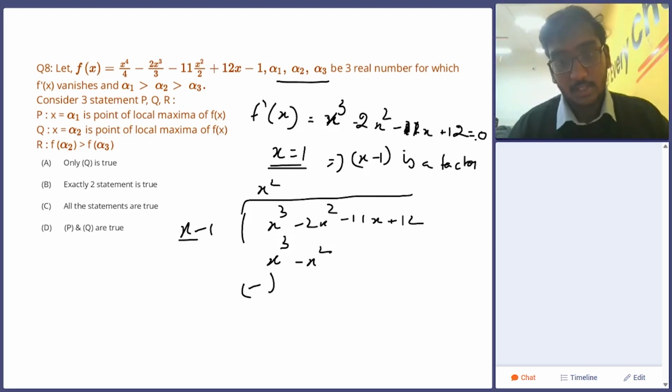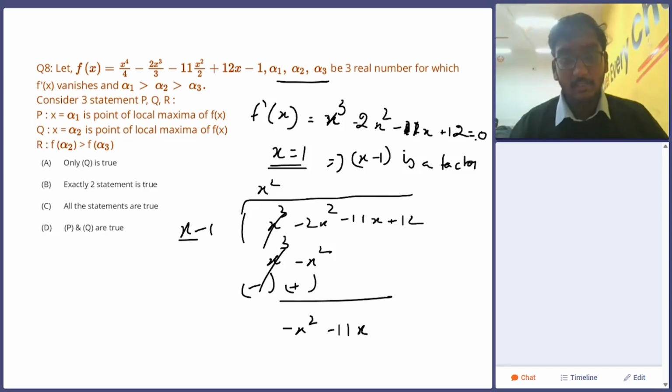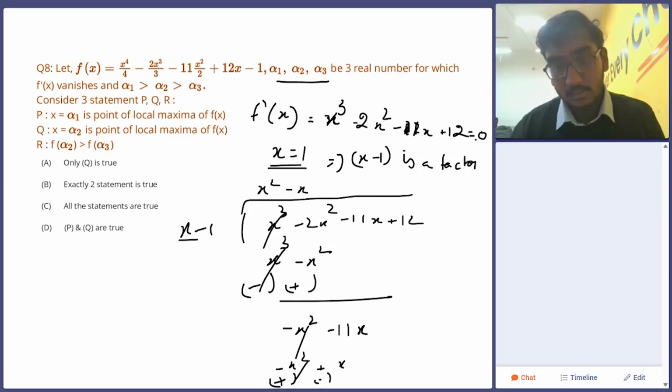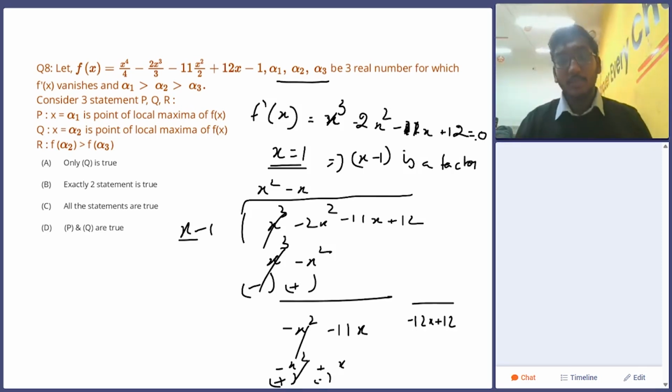Go for change of sign. It will be negative x square minus 11x. Again divide the first term with the first term, ending up with negative x. Again multiply: minus x square plus x. Go for change of sign again. I'll do it here: minus 12x, and you can bring this 12 down also. When minus 12x plus 12 is divided by x minus 1, it will be minus 12.